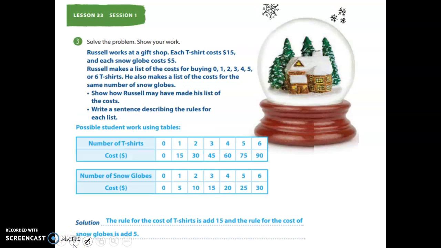Okay, so the t-shirts, again, the chart is $15 each. So every time that you are filling in your chart, the rule would be that you're going to have to add 15 each time. Okay. The second one is your snow globes. Again, listing out that you're getting 6 snow globes. The cost is $5 each snow globe. So what is the rule for that one? Well, the rule would be that you're going to add 5 each time because it costs 5. So make sure you're writing that out for me.